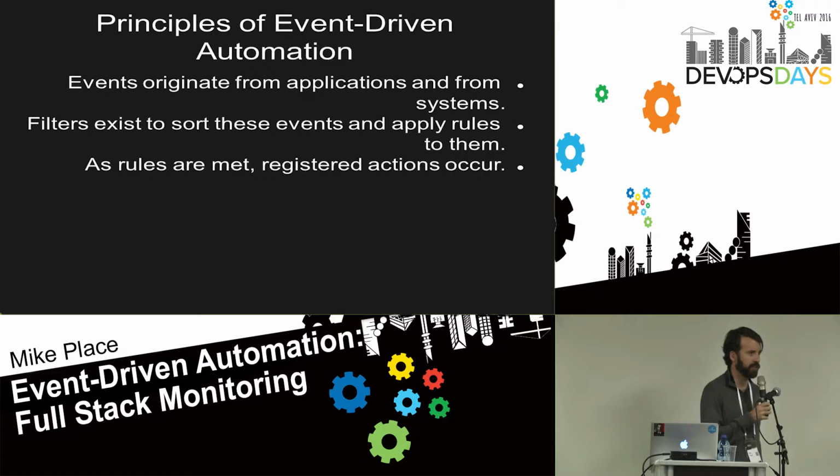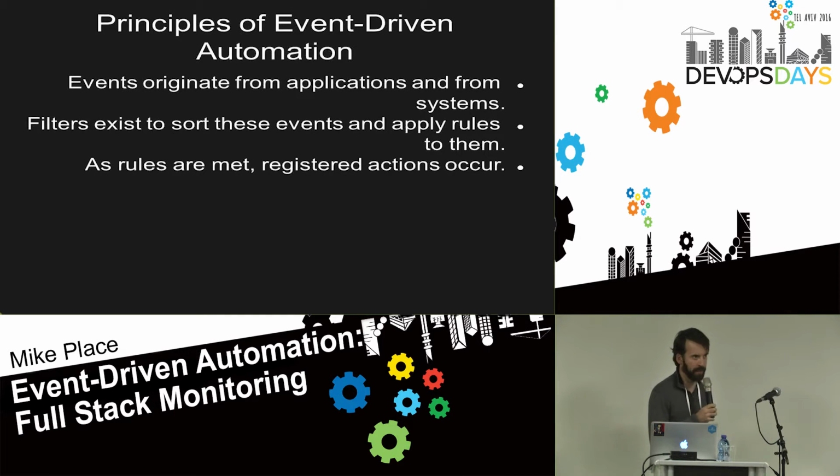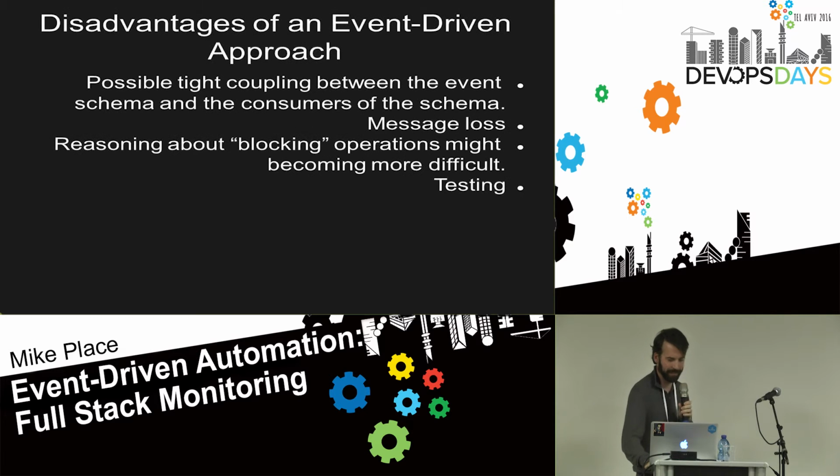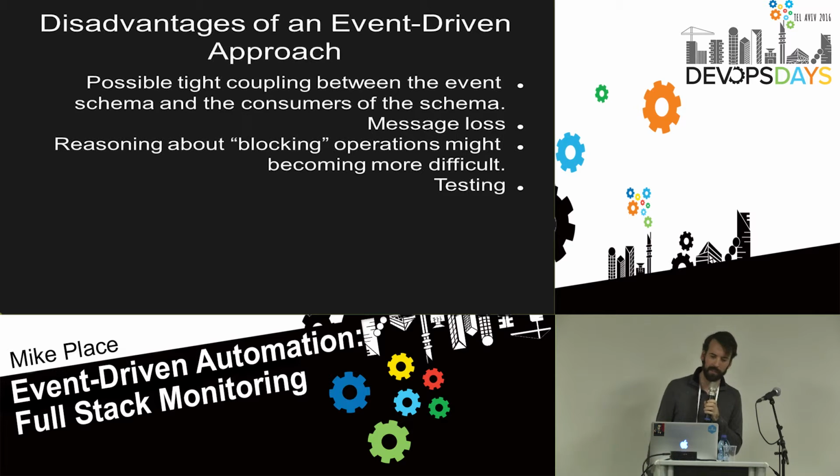So what are the principles we're talking about here? On a shared event bus, we have events which originate from applications and from systems. We have filters to sort those events and apply rules to them. And as rules are met, registered actions occur. Again, I want to run through the disadvantages because there are both. There's potential for tight coupling between the event schema and consumers of the schema. There's very much the potential for message loss, especially at scale. And it's, again, difficult to reason sometimes about what blocking operations might look like in this model.